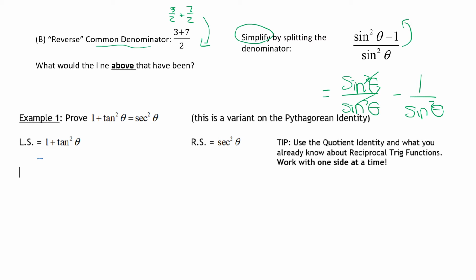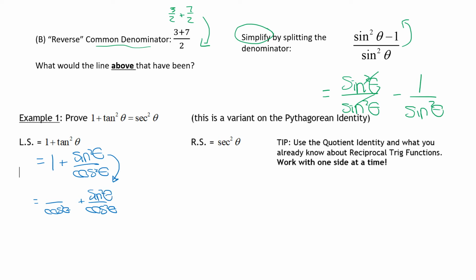So I'm going to change. It's always better if you can to put everything in terms of sine and cos. So I'm going to change tan squared theta to sine squared theta over cos squared theta. So here I'm at my common denominator situation. I want to put these two together with a common denominator. The common denominator would be cos squared theta. So this one's already fine. This numerator is going to stay sine squared theta.